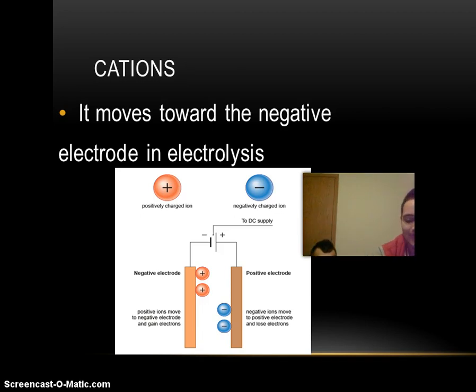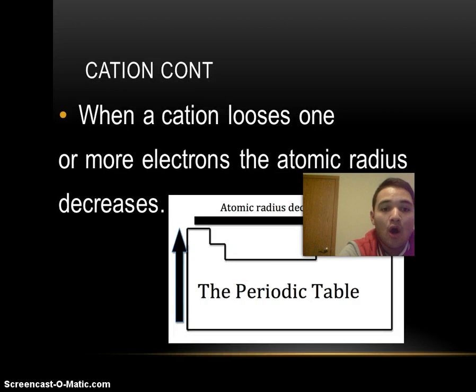Alright, so we're going to break it down and make it a little easier for you to understand. As you can see in the diagram, a positively charged ion, when it wants to gain an electron, goes to the negative electrode, as in the picture, and then it gains an electron. A negatively charged ion, to lose an electron, goes to the positive side. And when a cation loses one or more electrons, the atomic radius decreases.